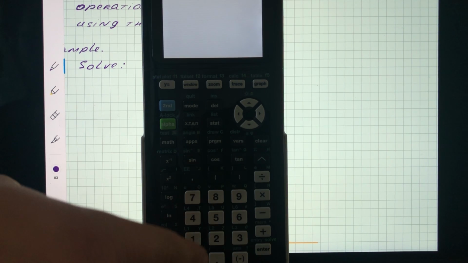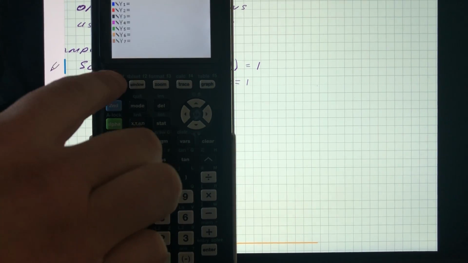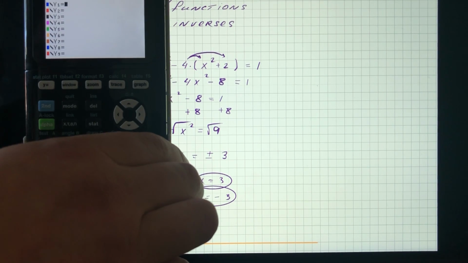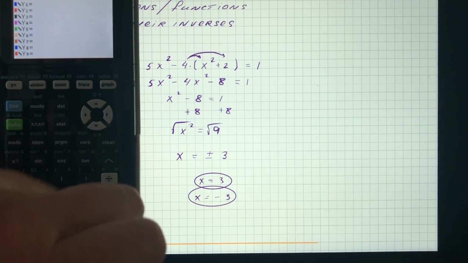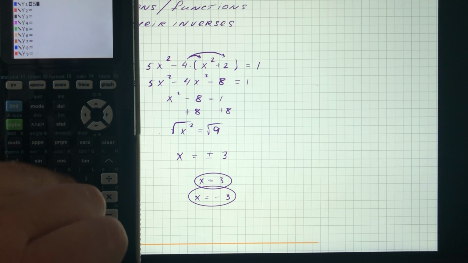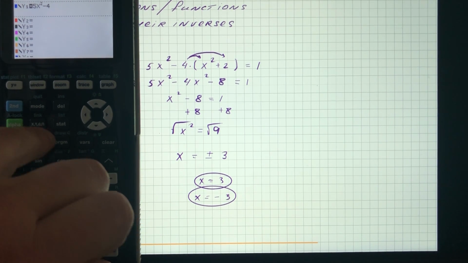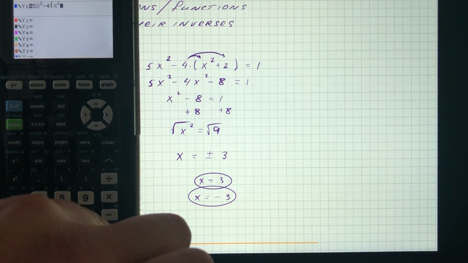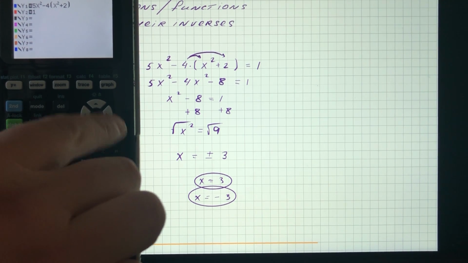So here is the calculator. Let's put this up. Y equals, and let's type in the first equation. So here I'm covering it up. Okay, well here we can see it a little bit. So let's type in 5x^2 - 4 times x^2 + 2, and then on the other side equals 1, graph.